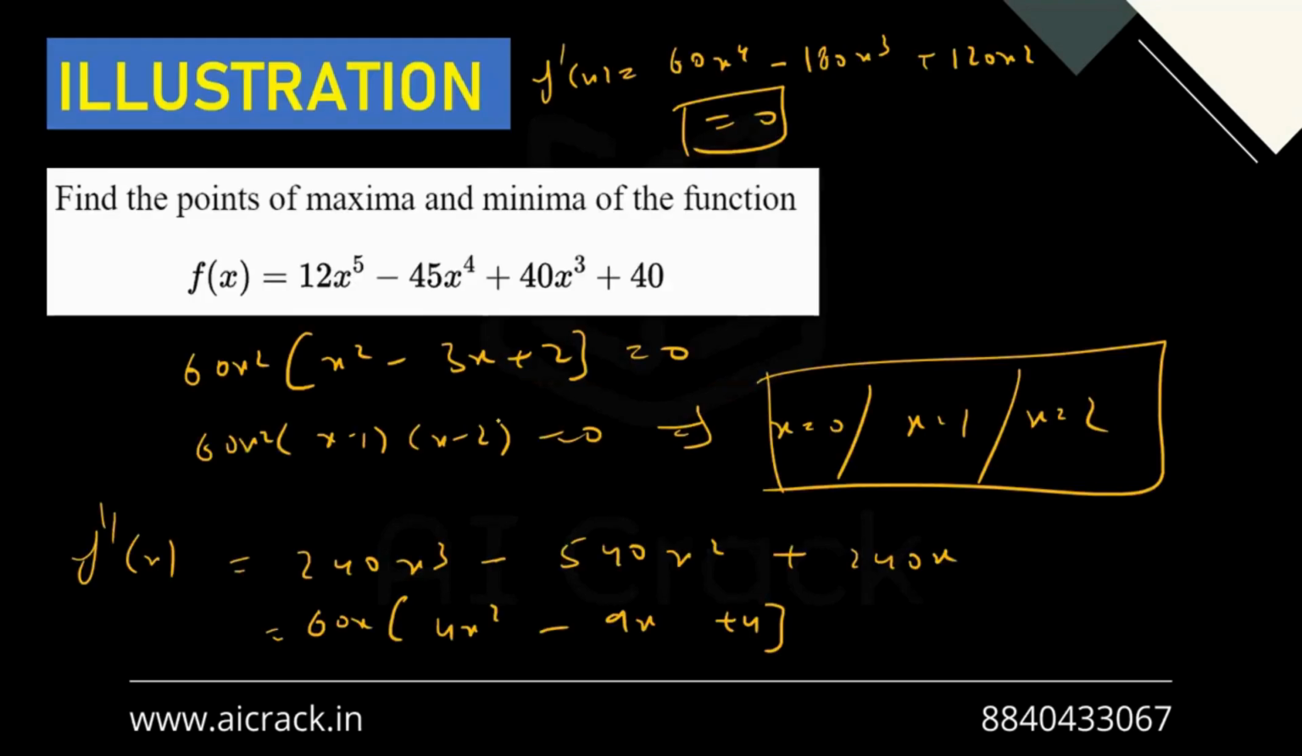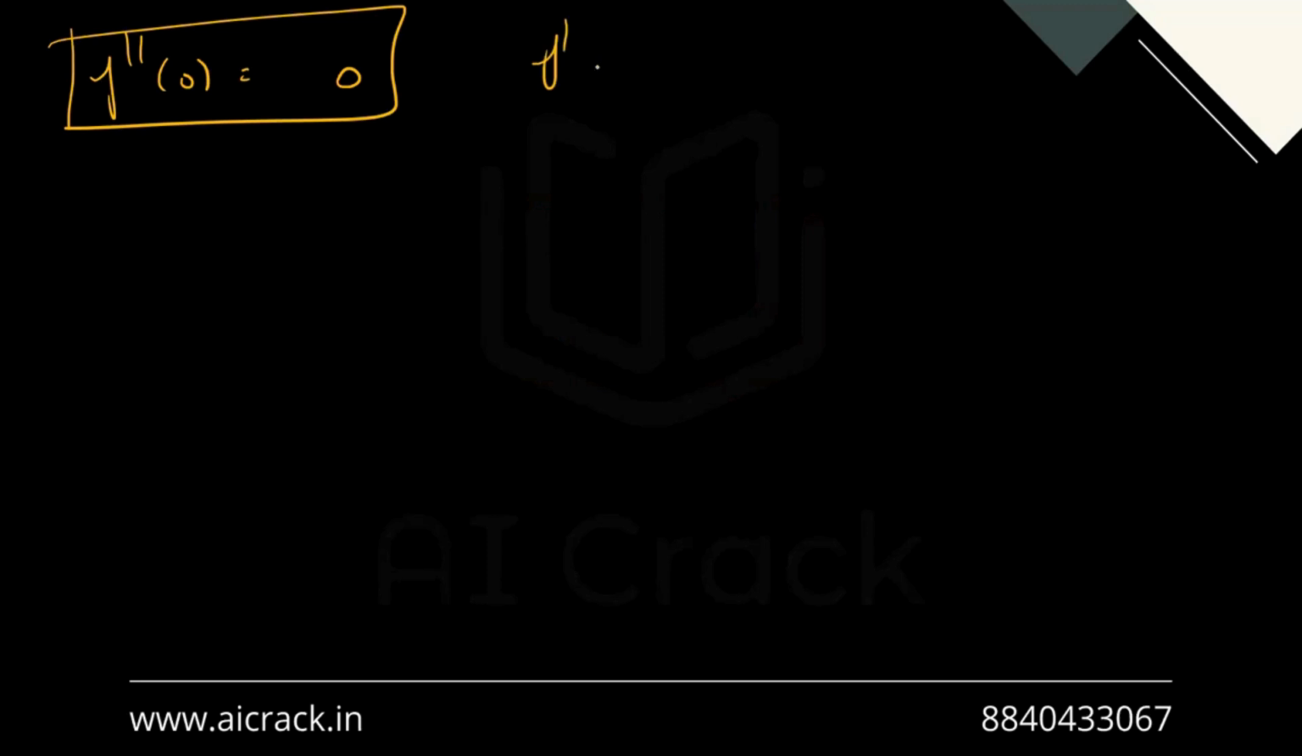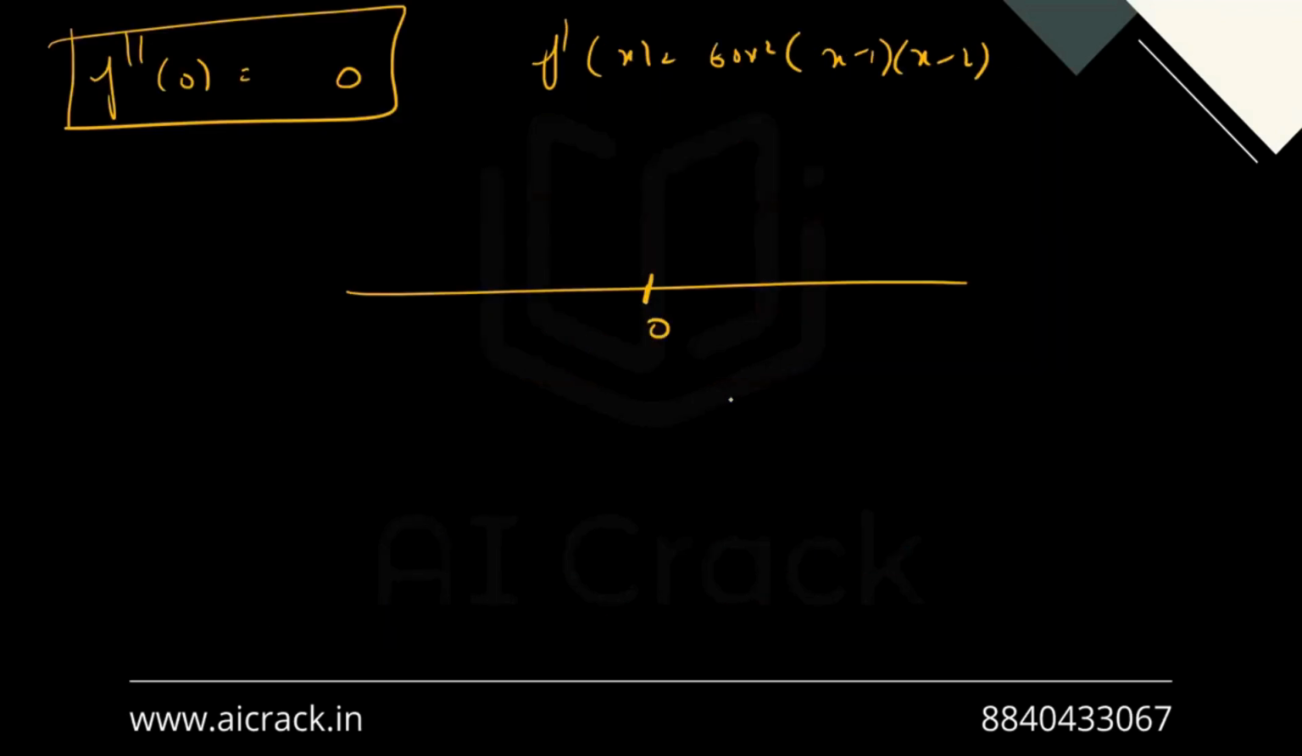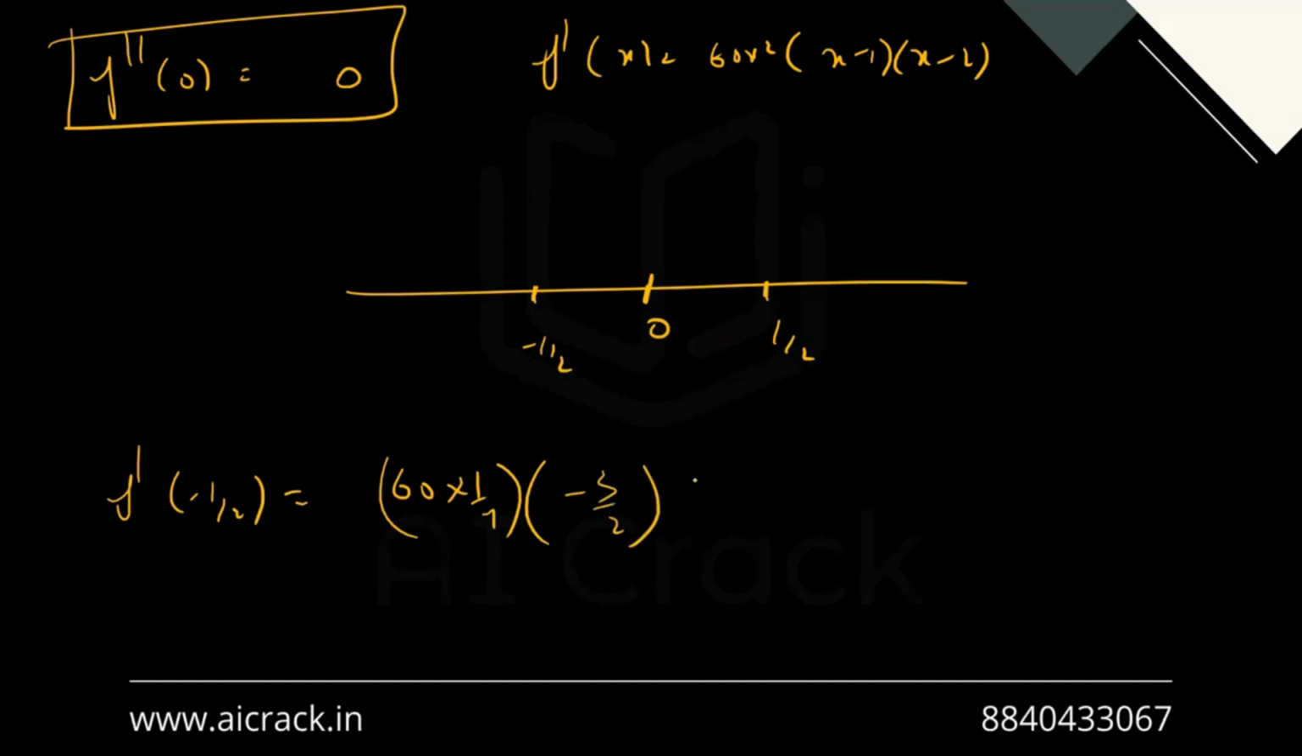Our f dash x was 60x^2 (x minus 1)(x minus 2). Now we have to talk about this point 0. So let's take a point minus 1 by 2 and a point 1 by 2. So f dash of minus 1 by 2 would be 60 into 1 by 4 multiplied by minus 3 by 2 and minus 5 by 2. So this comes out as positive.